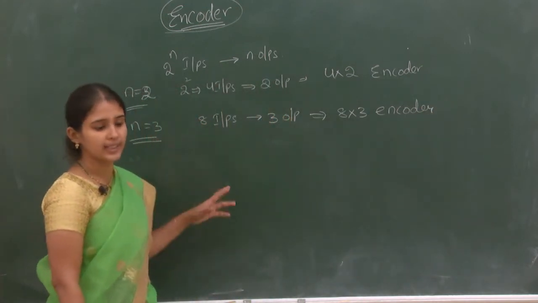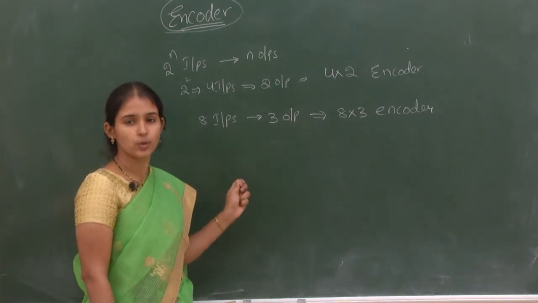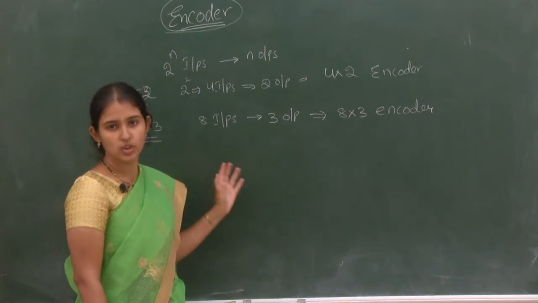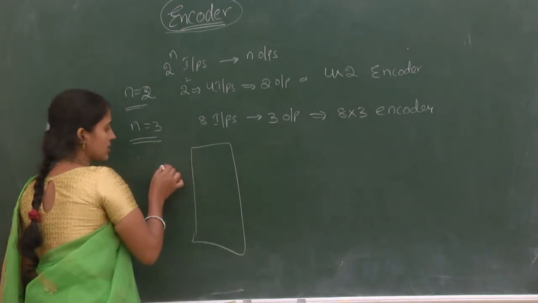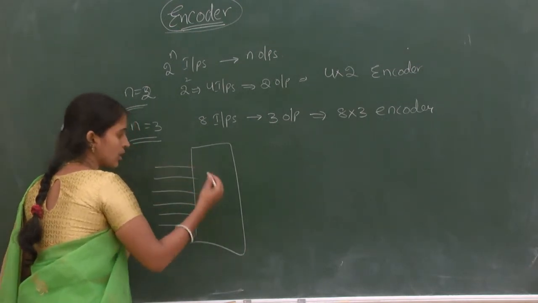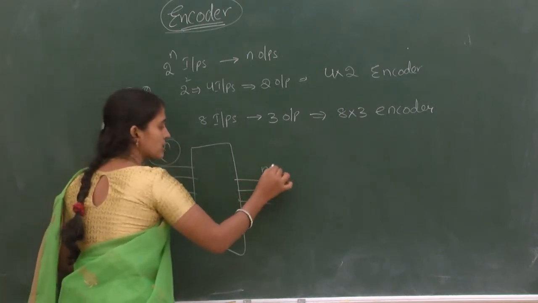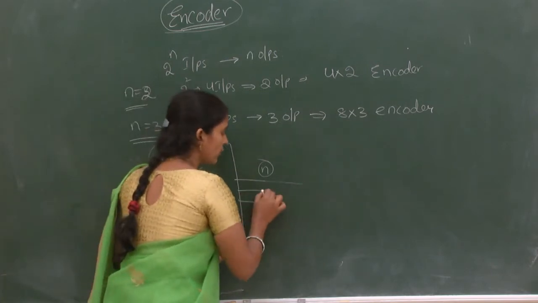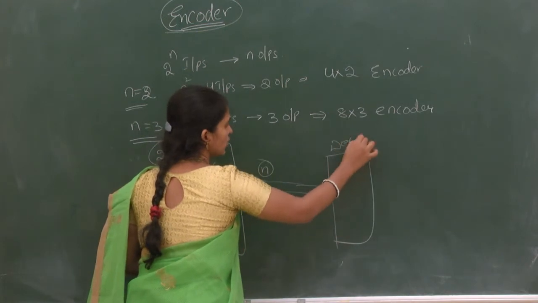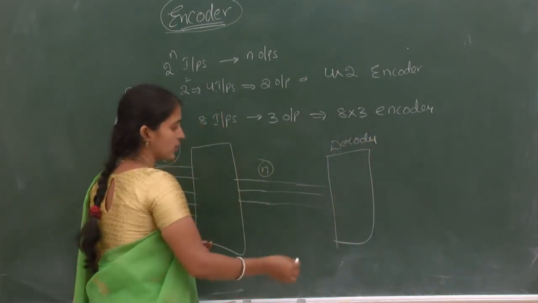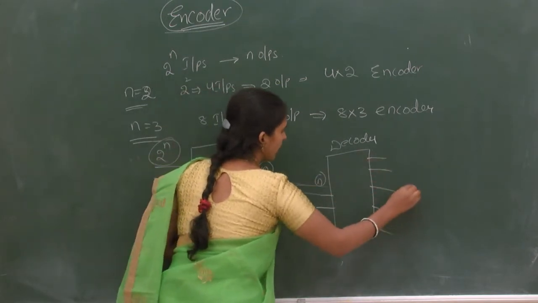What is its application? It is used to convert rotatory or translatory motion into its digital equivalent, zeros or ones. An encoder takes 2 power n inputs and provides n outputs. These n outputs will be transmitted and given to a decoder. What will the decoder take? You all know it, as we have already completed it. It takes n inputs and provides 2 power n outputs.